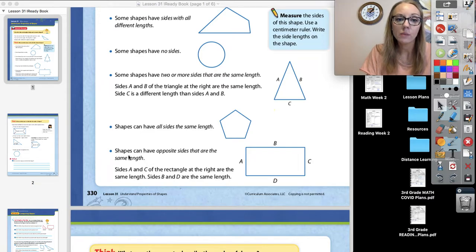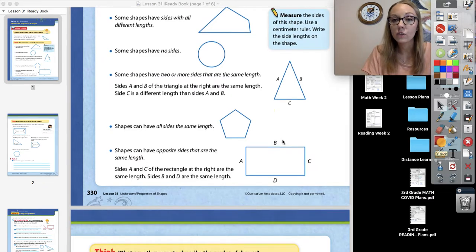Next bullet point, shapes can have opposite sides that are the same length. That would be a rectangle. You can take a rectangle, two sides of that rectangle are going to be the same length, the opposite two sides are going to be the same length. No matter which way you put it, if it's a rectangle, opposite sides are going to be the same length.